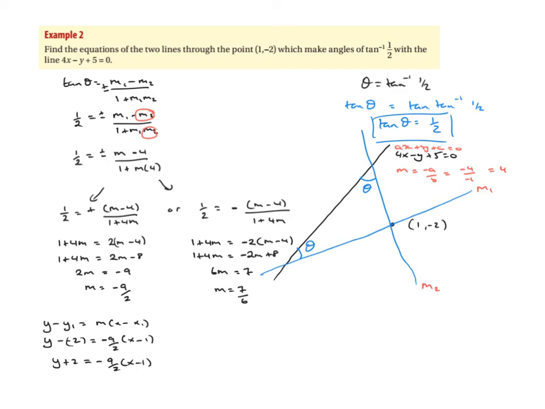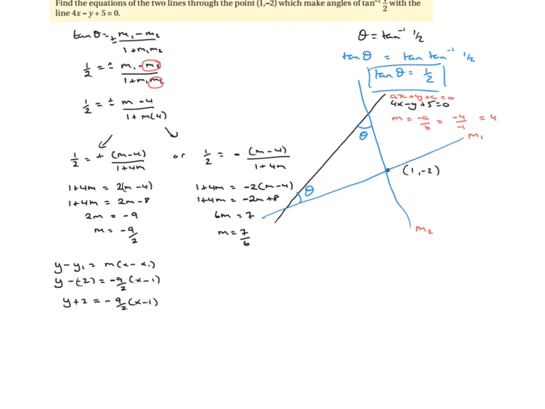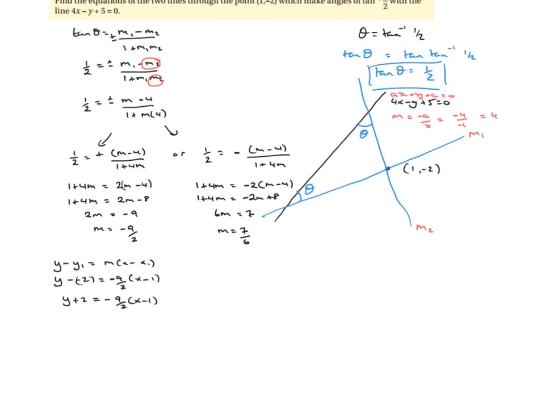And I'll just move this up so we can finish this particular thing off. So I'm just going to move that slightly up so I can finish this off. So what we're going to do then is times everything by 2. So we're going to get 2y plus 4 on this side. So 2y plus 4 is equal to minus 9 times x minus 1.